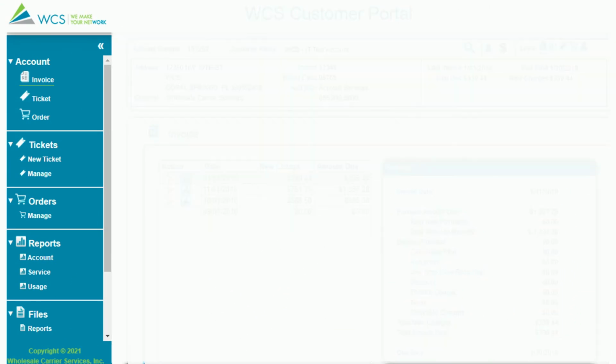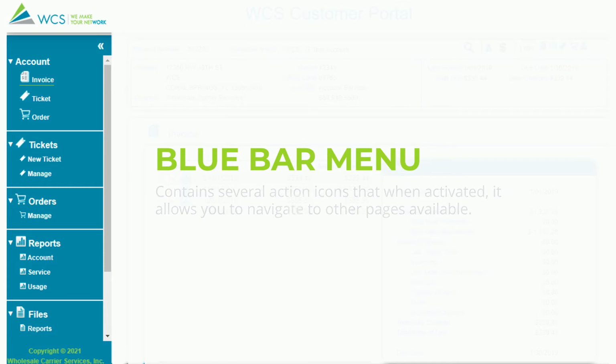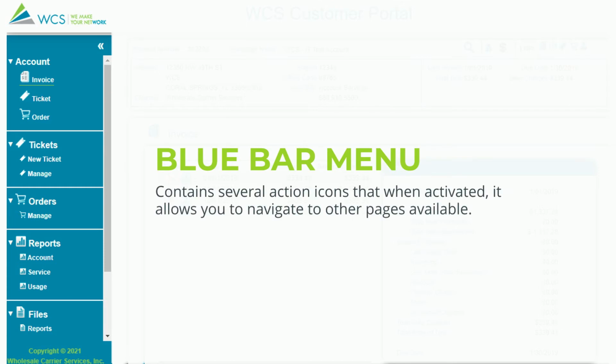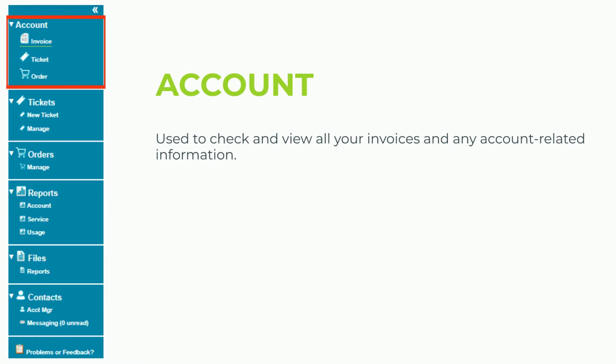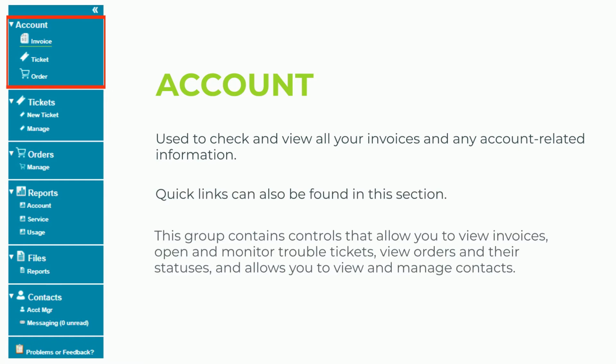The blue bar menu is presented on all pages of the portal. This bar contains several action icons that, when activated, allow you to navigate to other pages available. Account is used to check and view all your invoices and any account-related information. Quick links can also be found in this section. This group contains controls that allow you to view invoices, open and monitor trouble tickets, view orders and their statuses, and allows you to view and manage contacts.